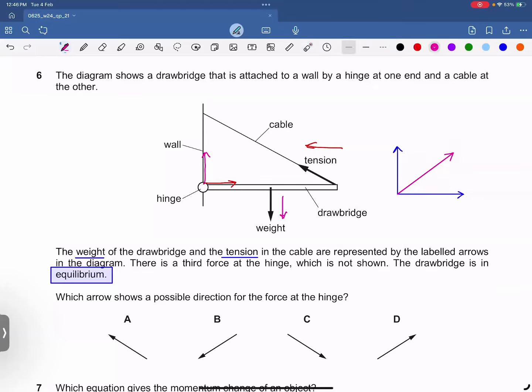The arrow which looks like that is only option D. The right, the top, D. Because to cancel the weight, there should be a force up, and to cancel tension, there should be a force to the right. So the resultant force will be 0 if there is a force in this direction. So option D. We proceed to question number 7.